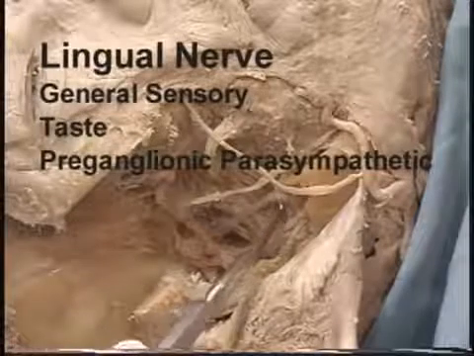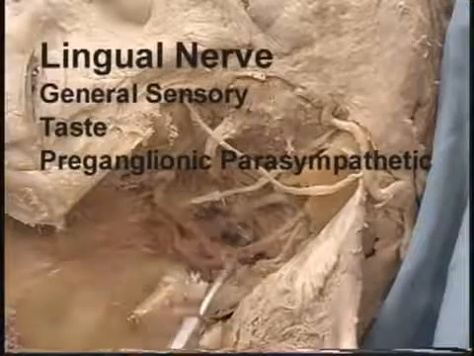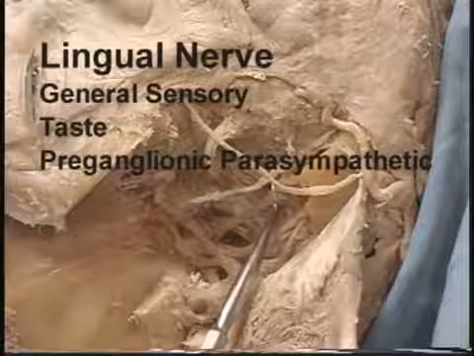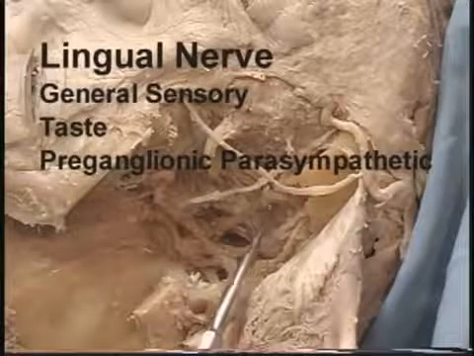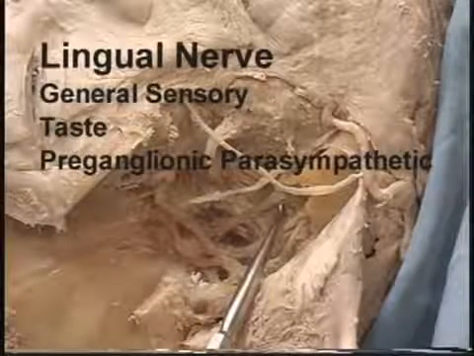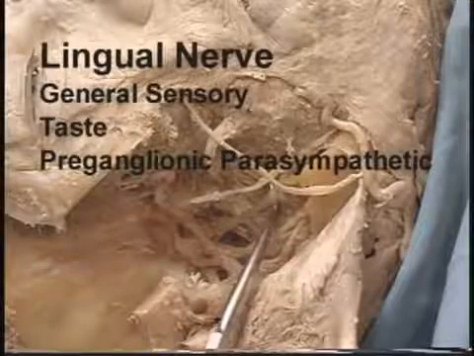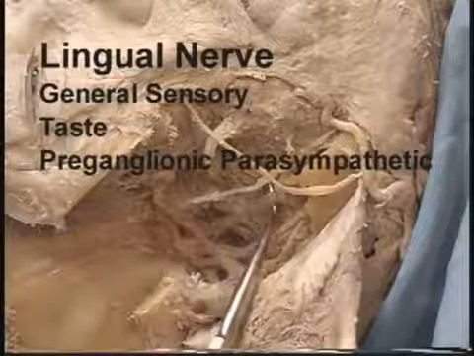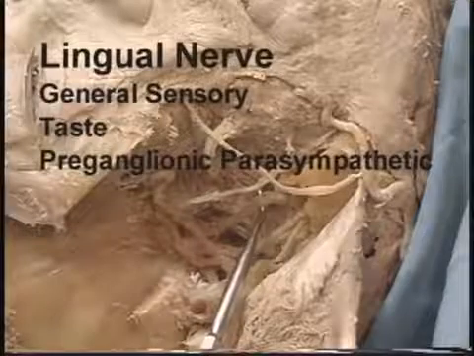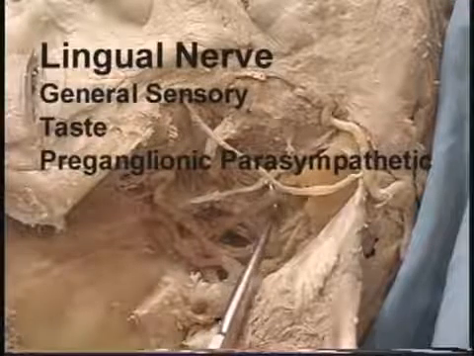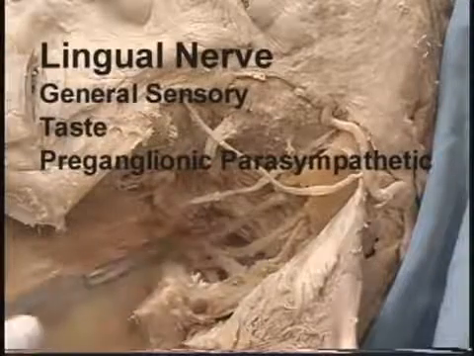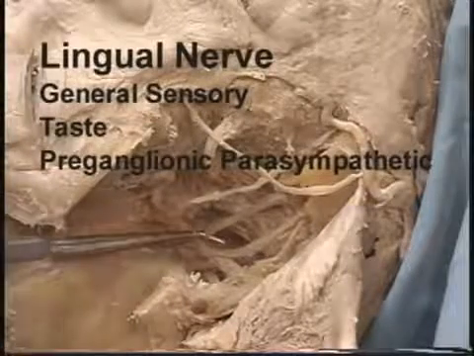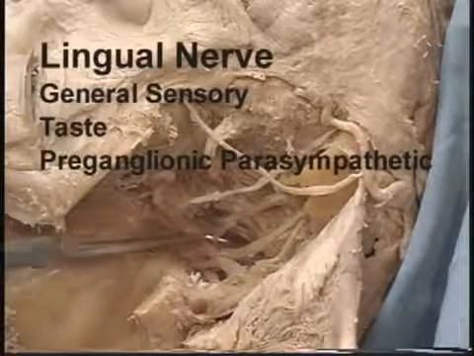And the second part of the question is asking what type of fibers it contains. At this point where I'm holding it by the probe, it contains the general sensory fibers for the anterior 2/3 of the tongue. It also contains the special sensory fibers for the anterior 2/3 of the tongue and preganglionic parasympathetic fibers, which will be distributed to the submandibular gland and sublingual gland, because it's after it joins the chorda tympani. The preganglionic parasympathetic fibers and special sensory fibers are joined into the lingual nerve at this point.